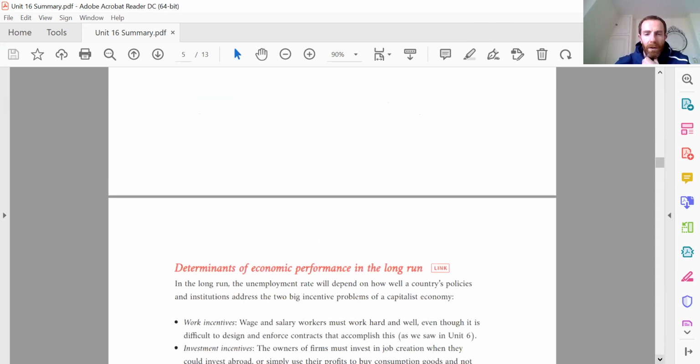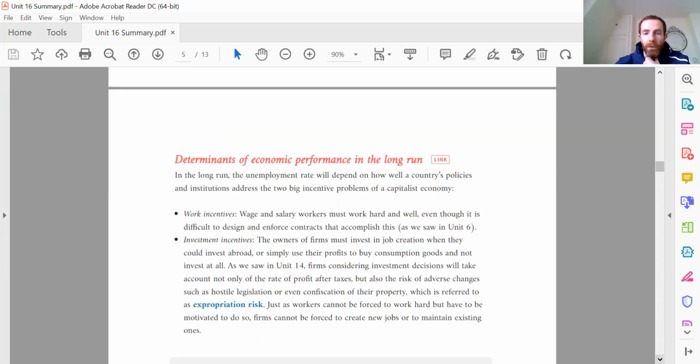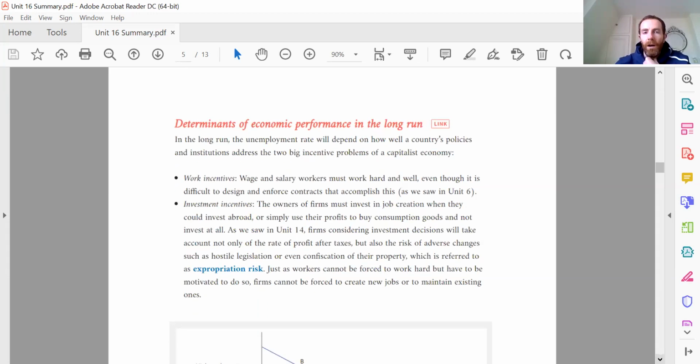Okay, so right now we start to move towards this model of the long run and what's going to happen in terms of firms. But again, before I go into that, I'm just going to take a pause.